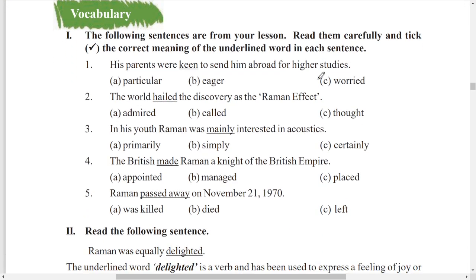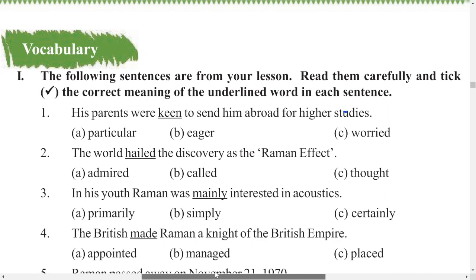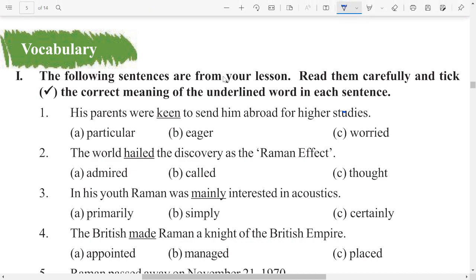Now we will get into this vocabulary. This is the important one I'm going to teach you. Yes, look at this Roman number 1 vocabulary. The following sentences are from your lesson. Read them carefully and take the correct meaning of the underlined words in each sentence. Now you have some underlined words here in all these sentences. Now you have to get the correct meanings of these underlined words.